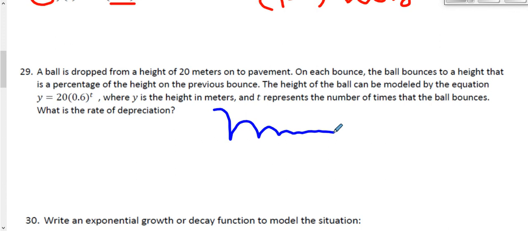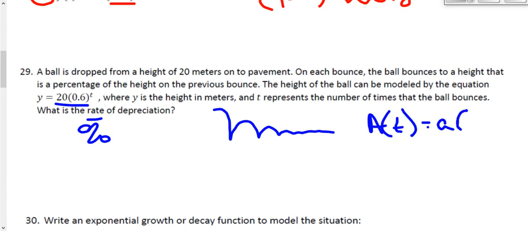So the ball bounces to a height that's a percentage of the height of the previous. The height of the ball is modeled by this guy right here. And you can see that inside the parentheses, we have 0.6. So it gets smaller every time it bounces. Now what we need to do is find the rate of depreciation. A rate means a percent, and we want to find at what percent it's getting smaller. So remember, the original formula we're going back to says that our new value is going to be the original value times 1 plus the rate to some exponent. So what we're looking for is this number, and we're going to turn it into a percent.